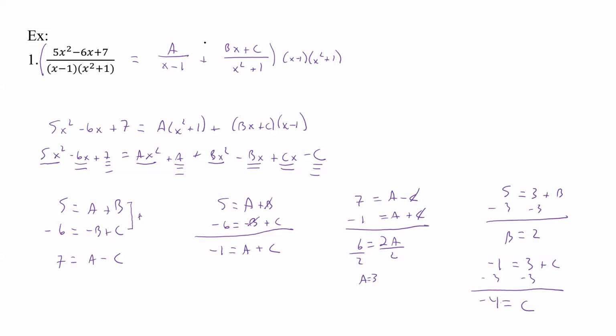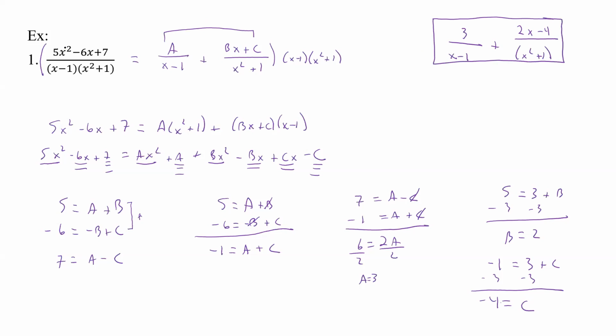So now I can plug that into my original items up here. And since I'm out of room at the bottom, let's do it here. So a was 3 over x minus 1, plus b, which was 2x, then c is minus 4, so minus 4 over x squared plus 1. And so that would be my decomposed fraction.